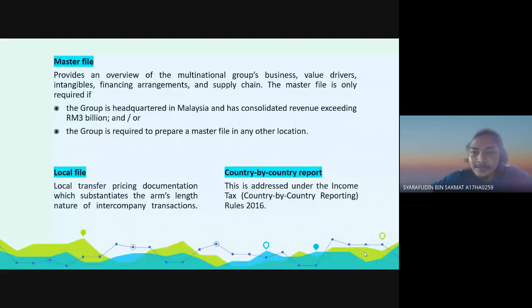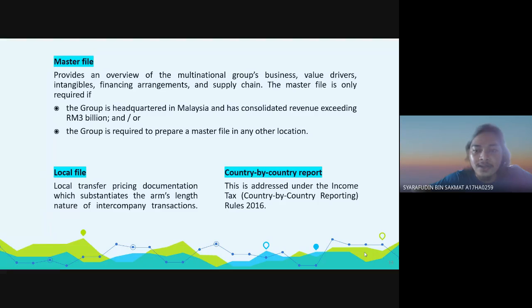These are the three documents by the OECD: master file, local file, and country by country report. The master file provides an overview of the multinational group business, which is value drivers, intangibles, financial arrangements, and supply chain. However, the master file is only required if the group is headquartered in Malaysia and has consolidated revenue exceeding 3 billion, and or the group is required to prepare a master file in any other location.